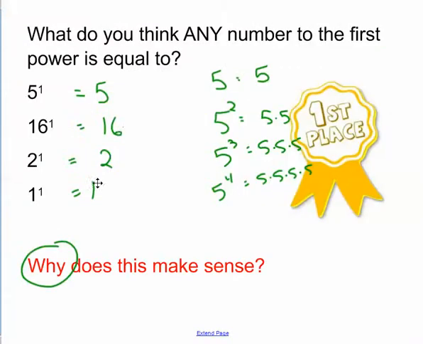Then we looked at why is it that numbers to the power of 1 equal the number itself? Well, if 5 squared means 5 as a factor twice, and 5 cubed means 5 as a factor 3 times, and 5 to the 4th power means 5 as a factor 4 times, then 5 to the 1st power is just 5 once, so it's just 5. 16 to the 1st power is just 16. 2 to the 1st power is 2, and 1 to the 1st power is 1.